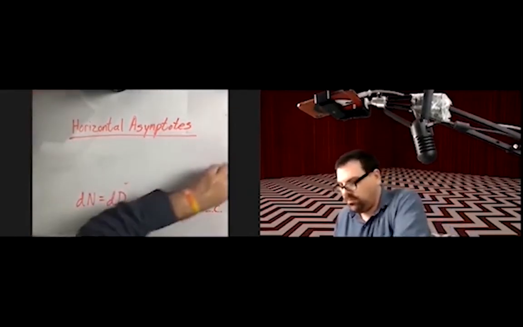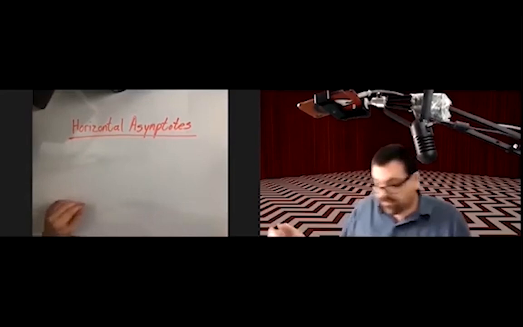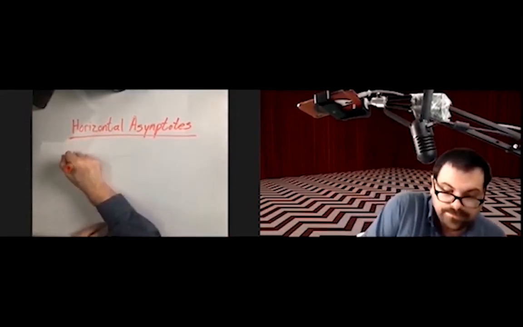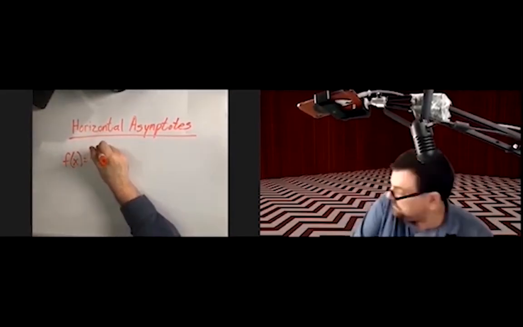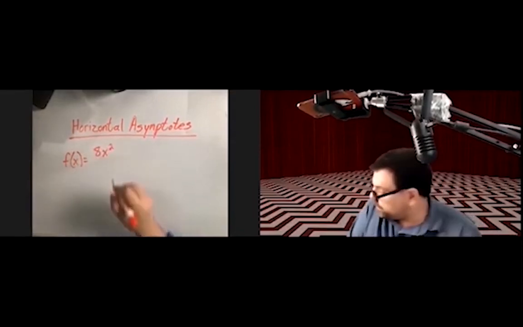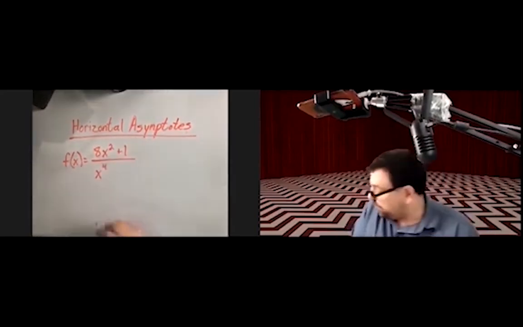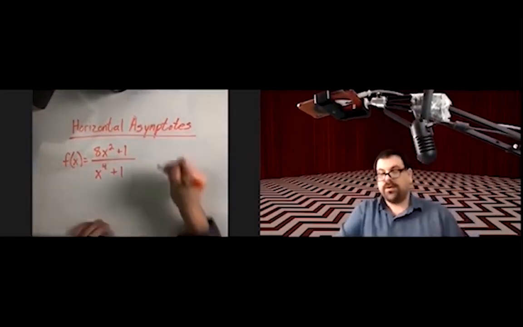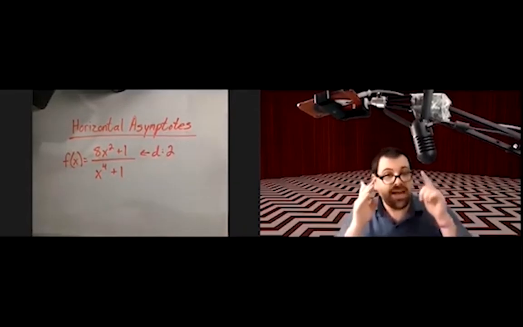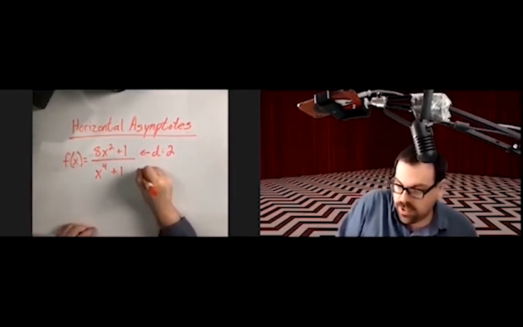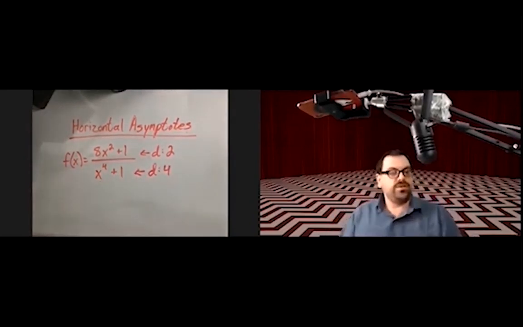So let's look at f of x equals 8x squared plus 1 over x to the 4th plus 1. The degree of the top is 2. Highest power we have is a squared, so the degree is 2. The degree of the bottom is 4. Highest power we have is a 4th, so the degree is 4.